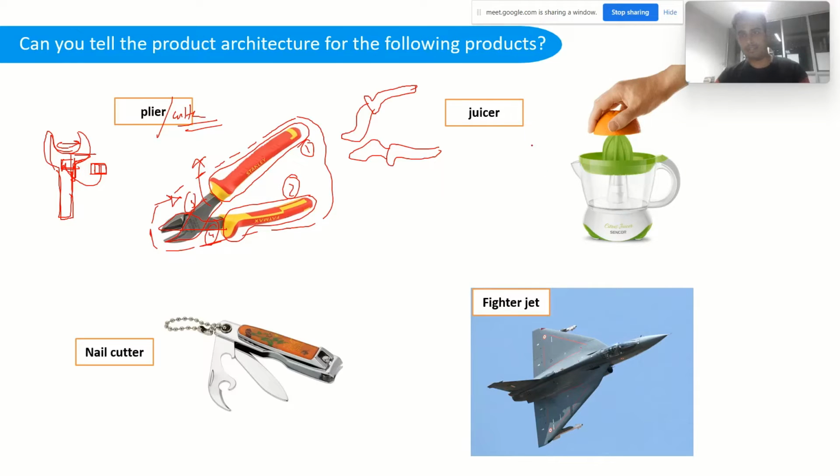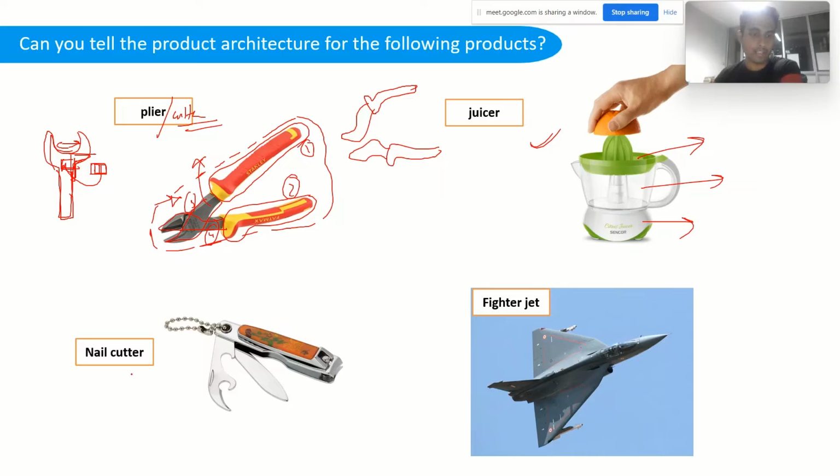Okay, next, juicer. So what do you think? Modular, it's obvious. Modular. Okay, because we have an electrical unit, we have plastic parts, and all of these can be physically separated and manufactured functionally. They have different purposes. That's why those are modular.